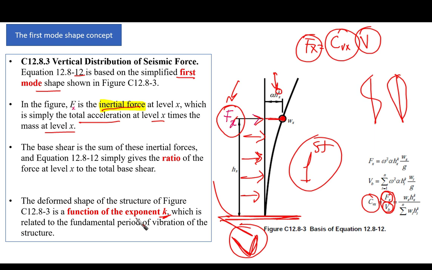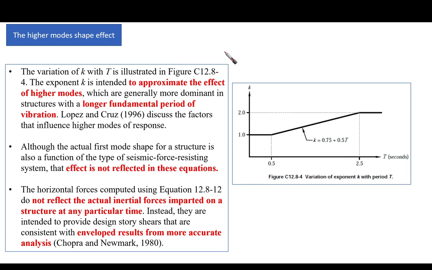As you can see here, it is not linear. It is a little bit parabolic, for example. So we can control this parabolic curve using k, the exponent of the equation here. Okay, so how can we use this? As I said, k is all about the contribution of higher mode effects.